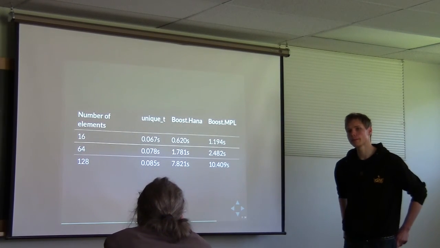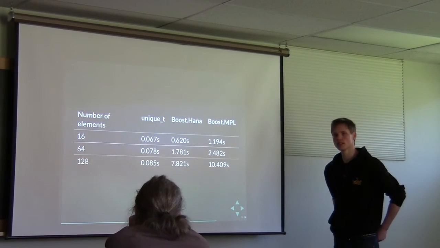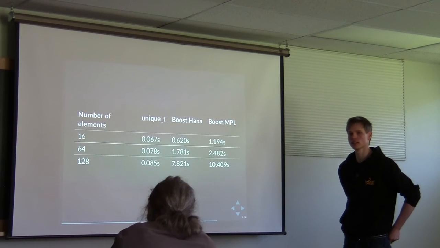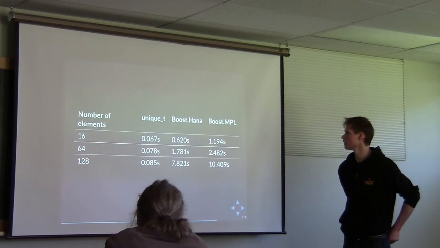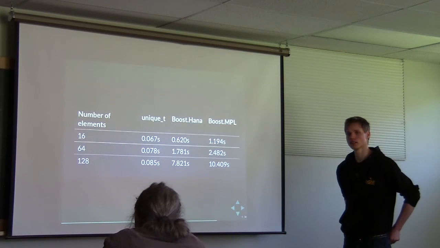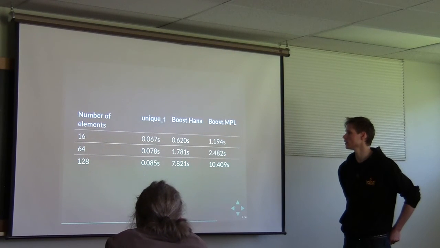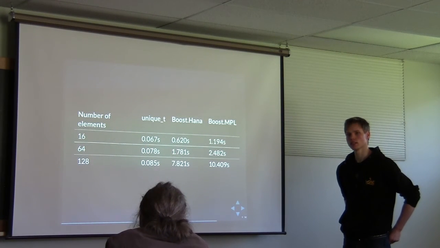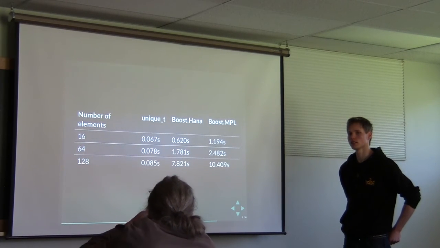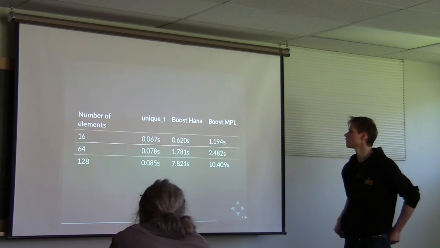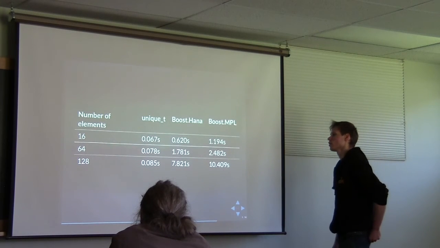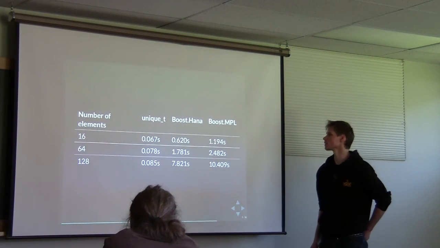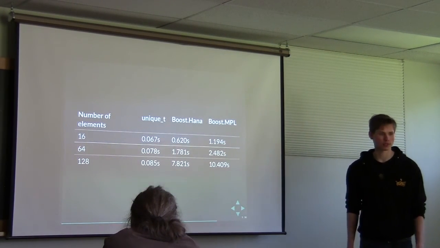It's more like a comment. Like the way your approach scales, using 128 elements, there's sort of an explosion with both HANA and MPL, but yours just... Yeah, because it's scaling very, very well. That's a good point.